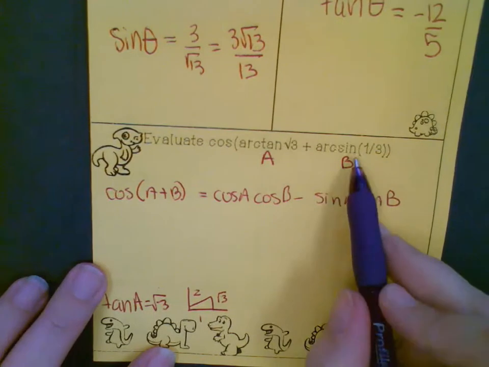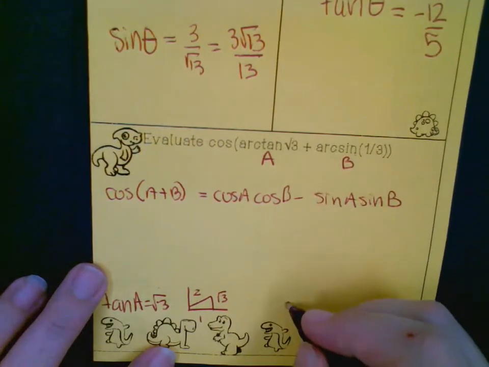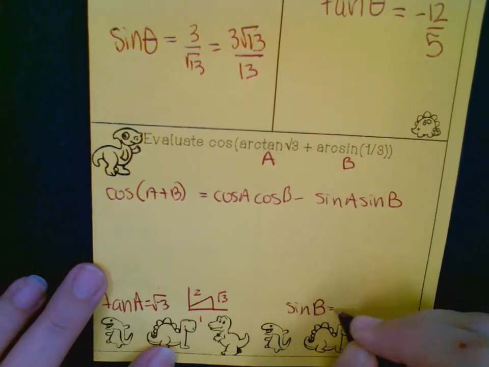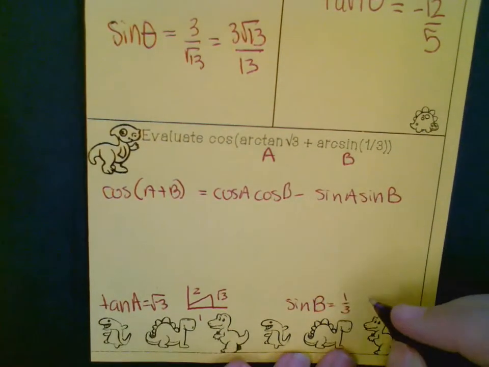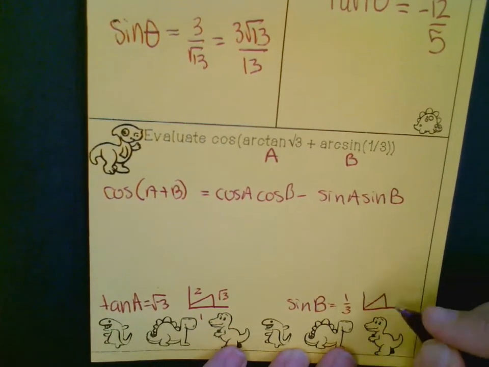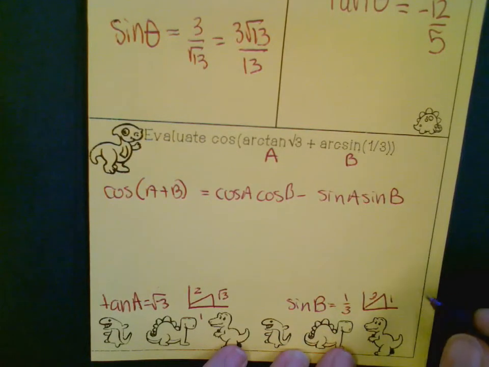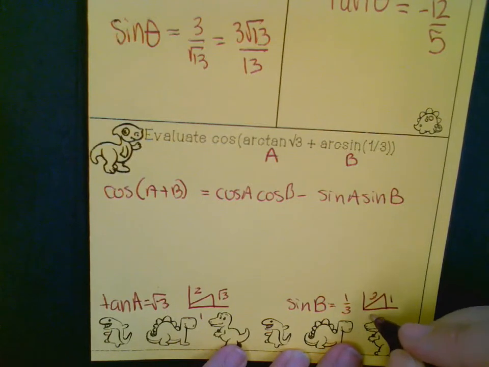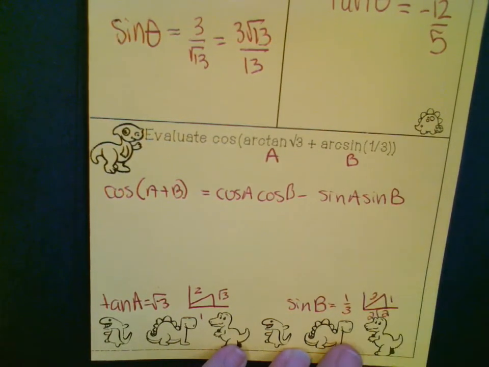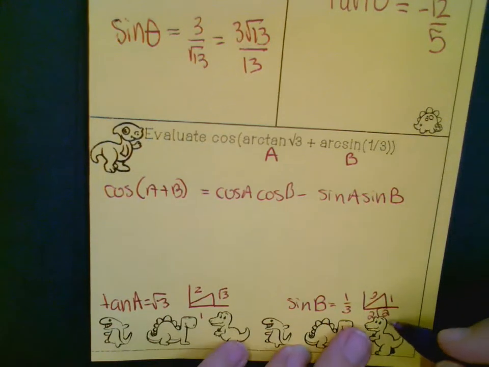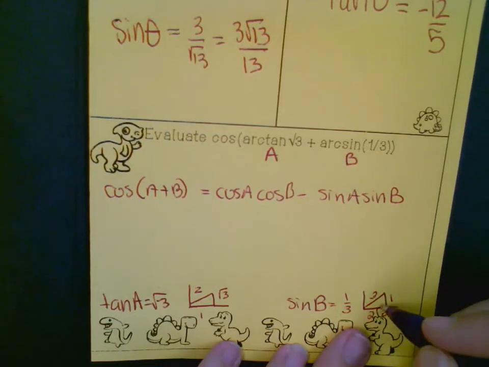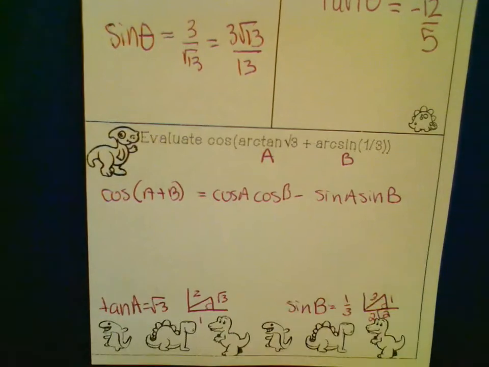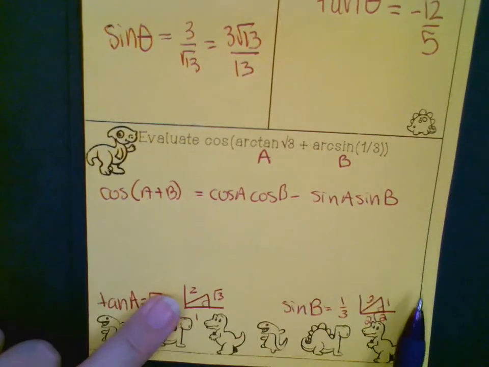And now for B, if we move the sine over, we'd have sine of B equals 1/3. Sine is positive in quadrant 1. If we do the Pythagorean theorem, 9 minus 1 is 8, so it would be the square root of 8, which is 2 root 2. If you don't know where I got that from, do the Pythagorean theorem and you'll get it. Okay, so now we just have to plug in. Remember, A picture, B picture.